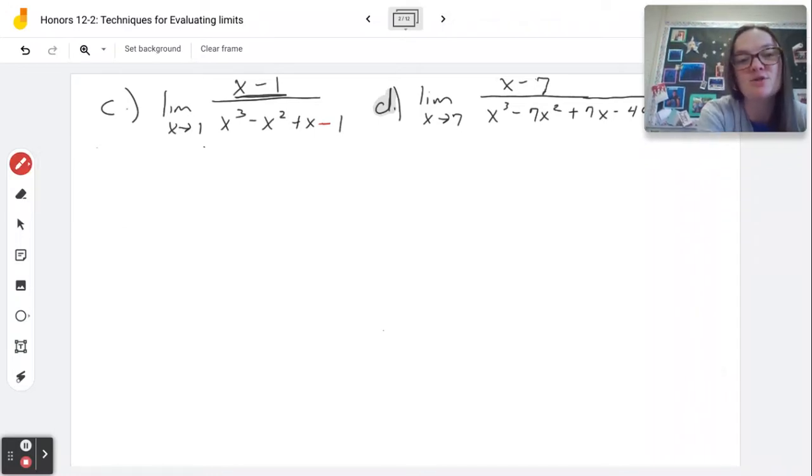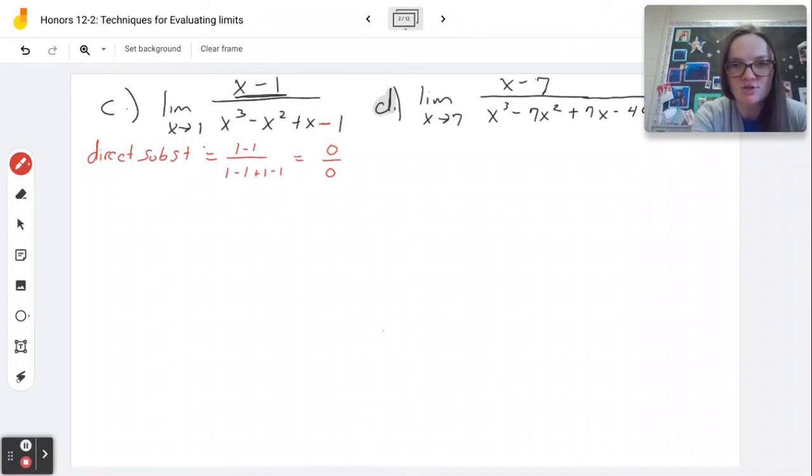So the first thing I'm going to do is direct substitution. Go ahead and plug in 1 and see what you get. Okay, so using direct substitution, we get 0 over 0, which once again we remember is a very special form. It's called indeterminate form, and it implies that the limit might exist. We just need to work a little bit harder to prove it.